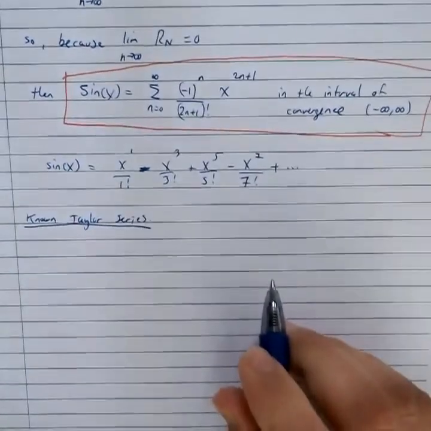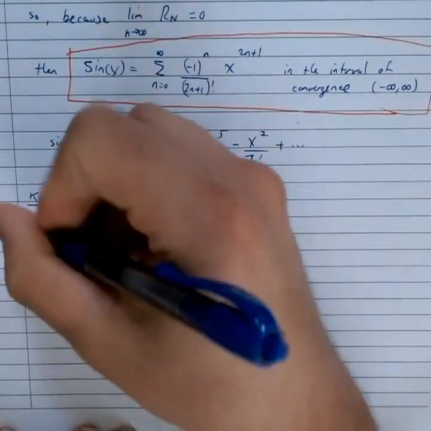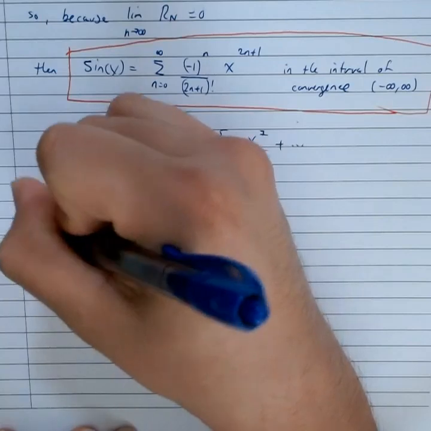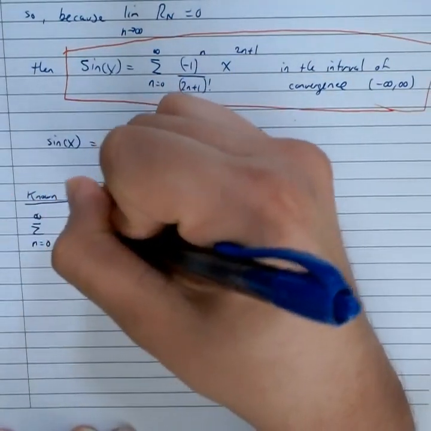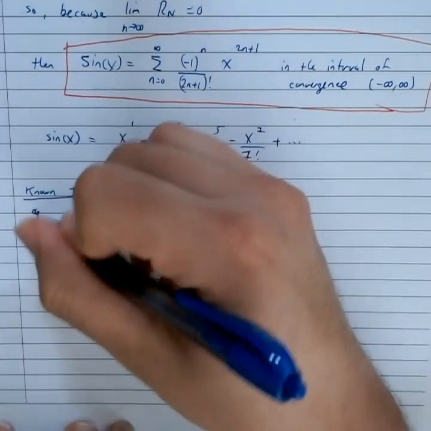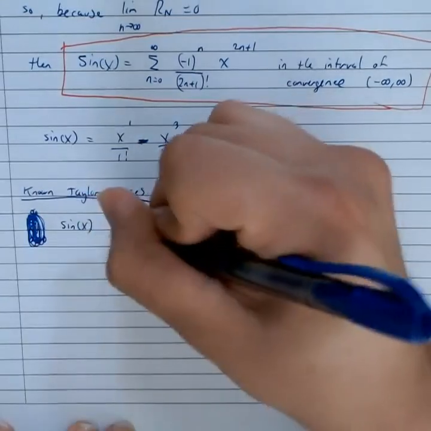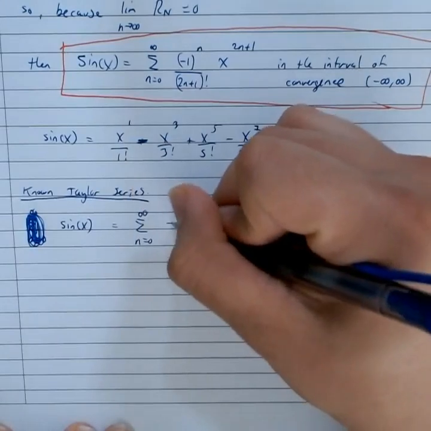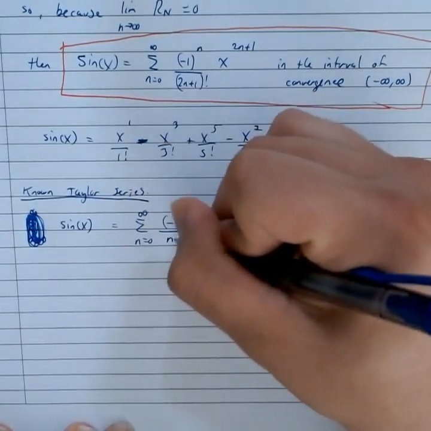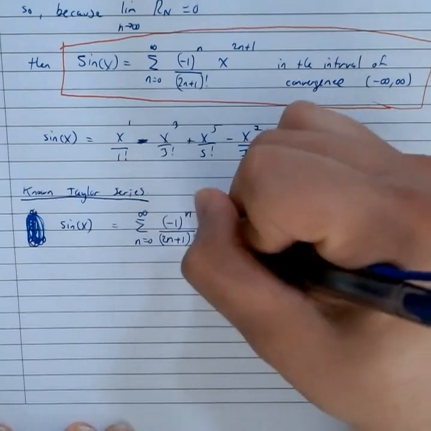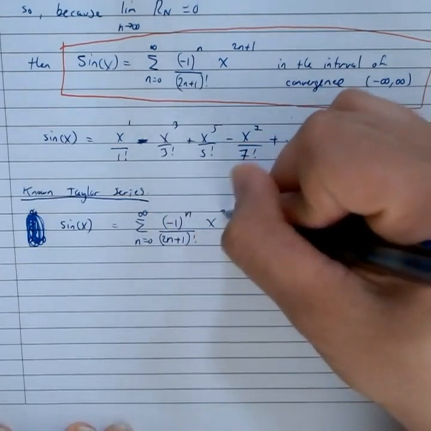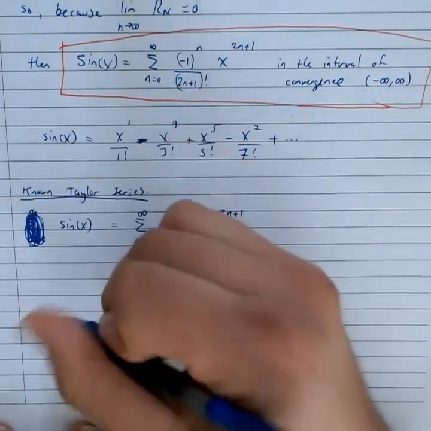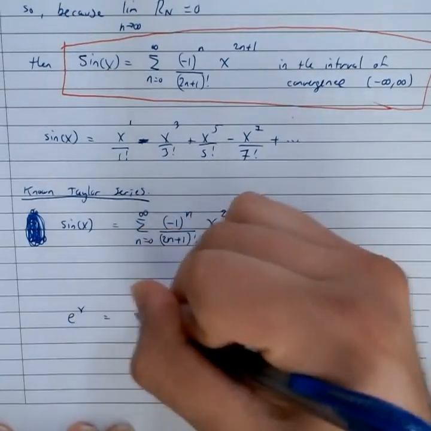The first three that we're going to look at, we've already seen two of them. The sine of x, oh, what am I doing? I'm starting with the function. There we go. The sine of x is equal to the sum as n goes from 0 to infinity of minus 1 to the power n over 2n plus 1 factorial times x to the power 2n plus 1. Just like that. We also have e to the x. E to the x is equal to its power series.